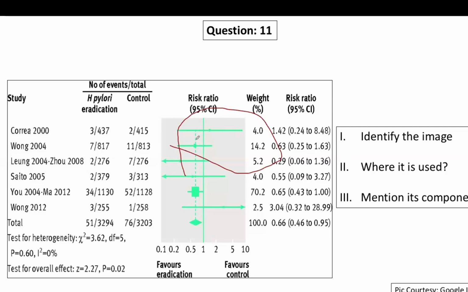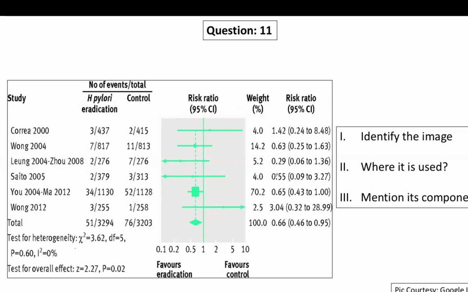Okay, this is the individual study, and if this individual study is crossing the line of null effect, that is line 0 or line 1, then it is not significant. It is not favoring the trial or going against the trial. So this is the line of no significance. Okay.